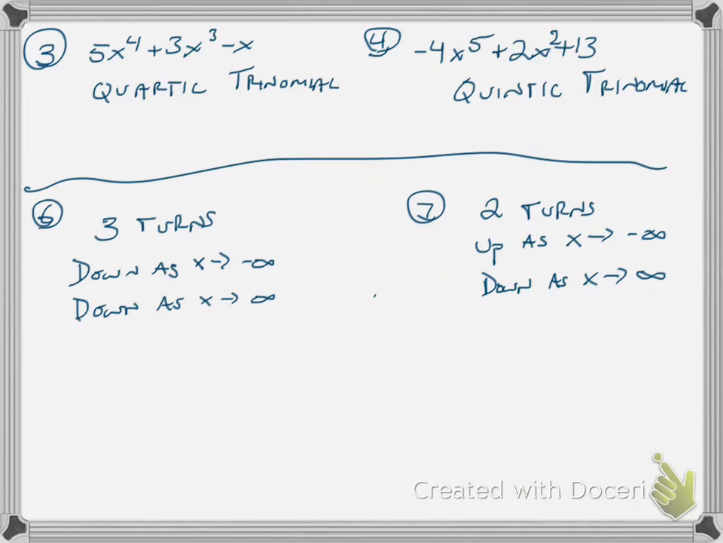Number 6 was 3 turns because it was a degree of 4. And it was a negative, so it was going in a negative direction, but it was even, which means they're both going in the same direction. So down as x approaches negative infinity, down as x approaches positive infinity. And 7 was a cubic, so there's 2 turns, and up as x approaches negative infinity, down as x approaches positive infinity. Remember, if you have any questions, write them down, and I'll see you on Monday.